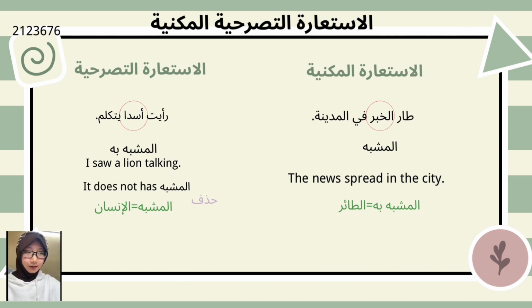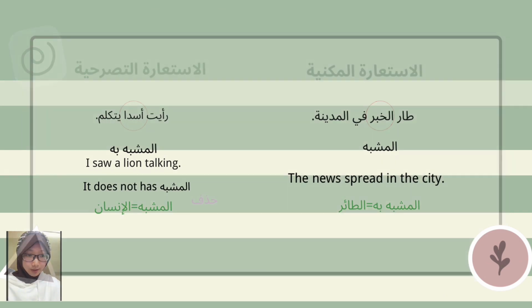الاستعارة المكنية. دار فعل ماضي مبني على الفتحة الظاهرة وفاعله ضمير مستتر تقديره هو. الخبراء is مفعول به منصوب بالفتحة الظاهرة في محل جاري مبني على سكون ظاهرة. المدينة is مجرور بالكسرة الظاهرة. In this sentence الخبراء is the mushabbah. It means the news spread faster, so the mushabbah bihi is the daira, which means a bird.